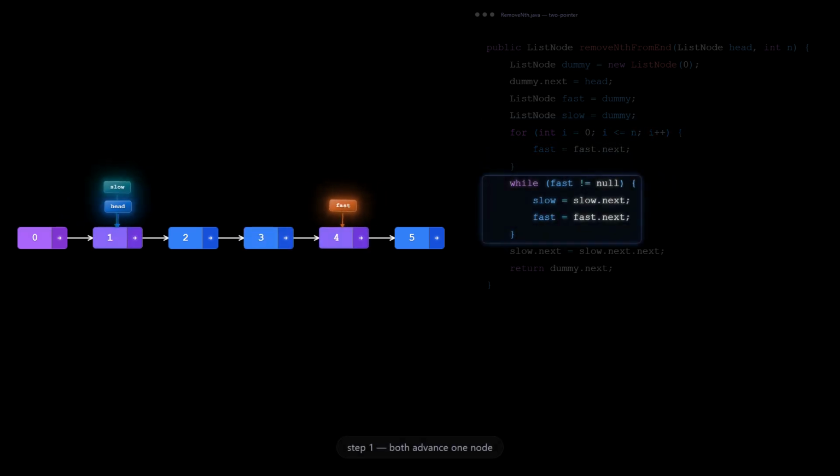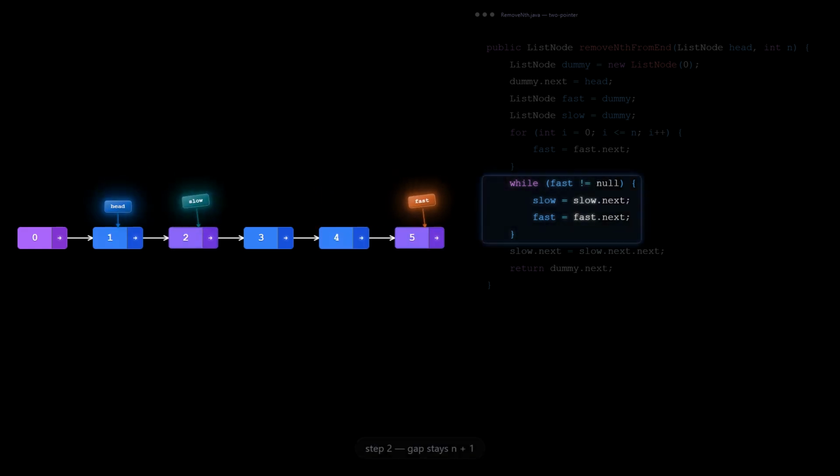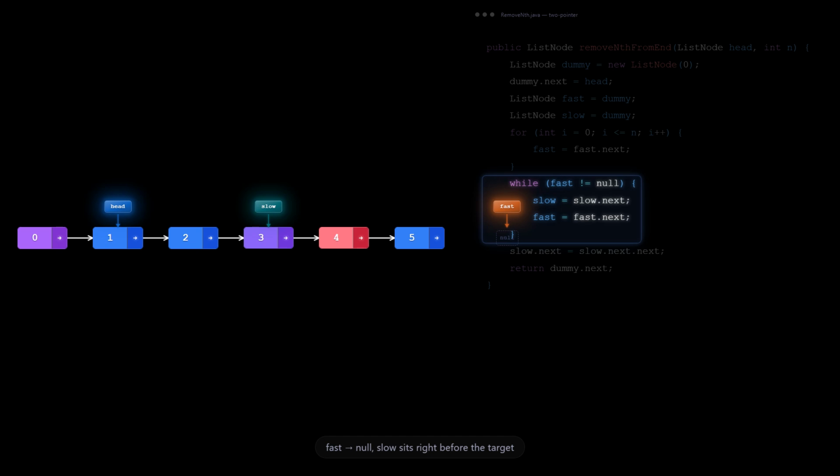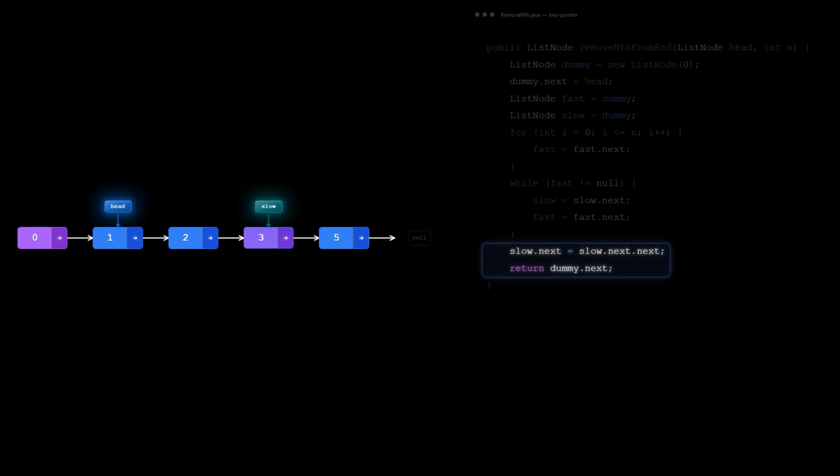We move fast and slow together, one step at a time, and they maintain that exact gap of n plus 1 between them the entire way. When fast falls off the end and becomes null, slow is sitting right before the node we want to remove. Exactly the predecessor every single time. It's a single line. Slow.next equals slow.next.next. 4 is bypassed, we return dummy.next, and we're done in one pass with no counting at all.